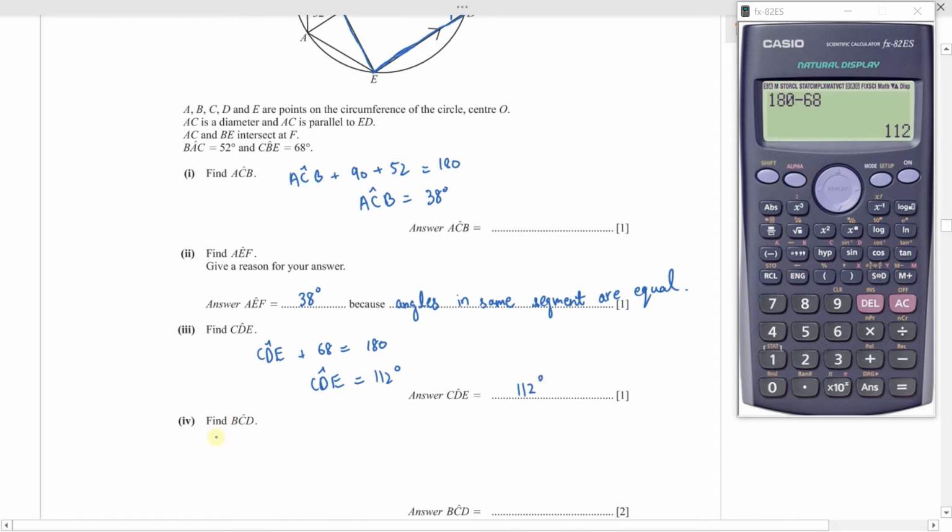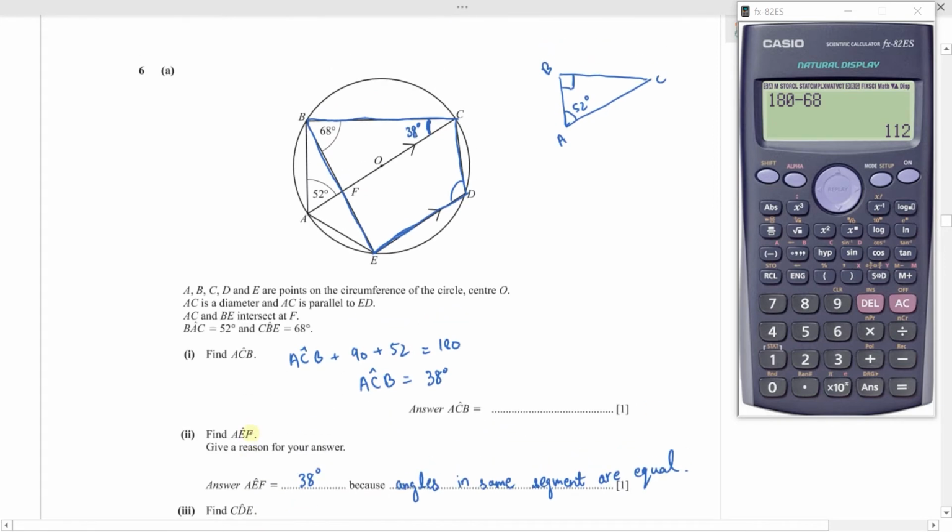The next part is find angle BCD. So let me just erase this.